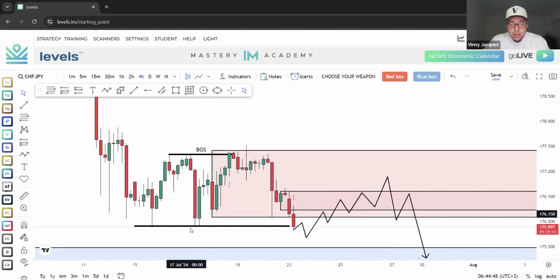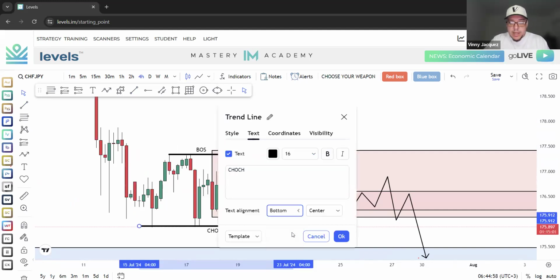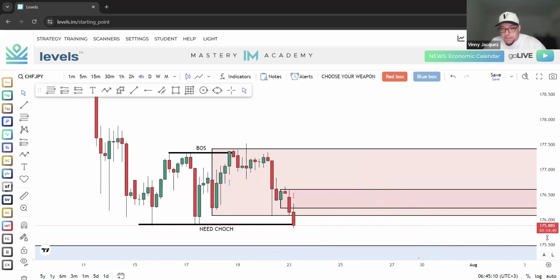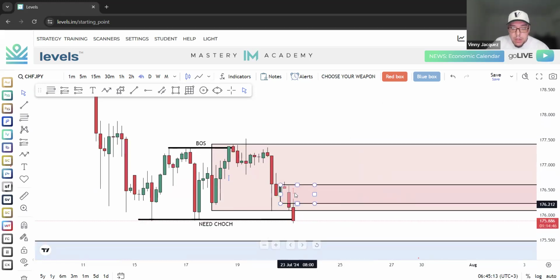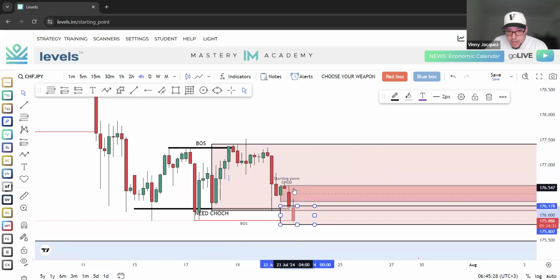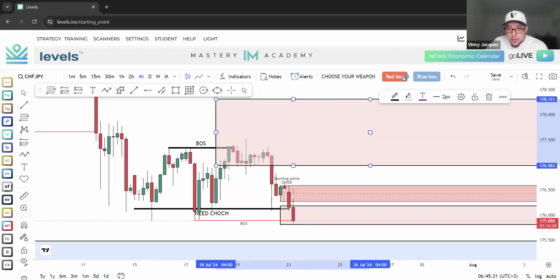Not only that, this support, we need this break of structure. We need this change of character. We need that, which is happening as we speak. Obviously, we still have an hour and 15 minutes for this candle to close. As of right now, Levels is literally telling me, yo, it's breaking structure. Levels is telling me what candle broke structure, and it's marking up the box for me.